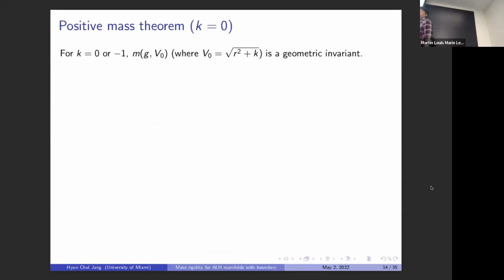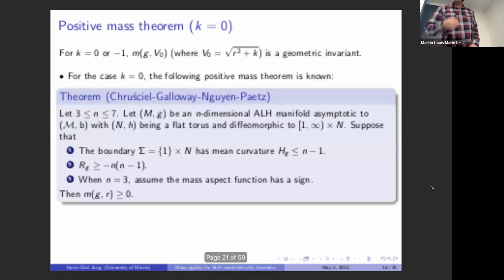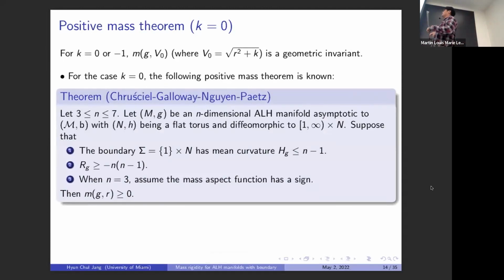But in the k equals zero or negative one case, just looking at this one quantity will produce a geometric invariant, okay? And for the case k equals zero, the following positive mass theorem is known. It's done by Chruściel, Galloway, and Potaux. It has a dimension restriction here, 3 to 7.